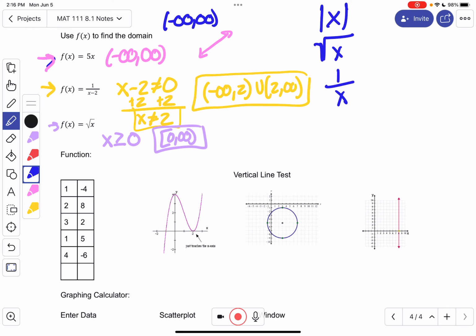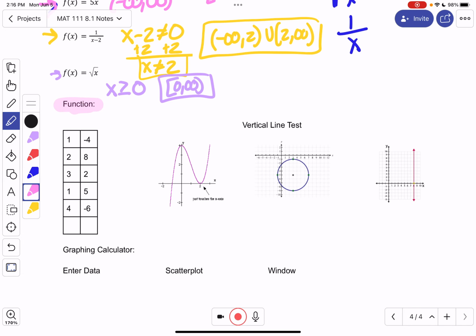Functions, the big thing that makes it a function is you have one x for every y. So every time you put in 1 for x, you should get the same y value out. If we look at this table, we're trying to decide if it's a function. We have two values where x is 1, and we get different numbers.